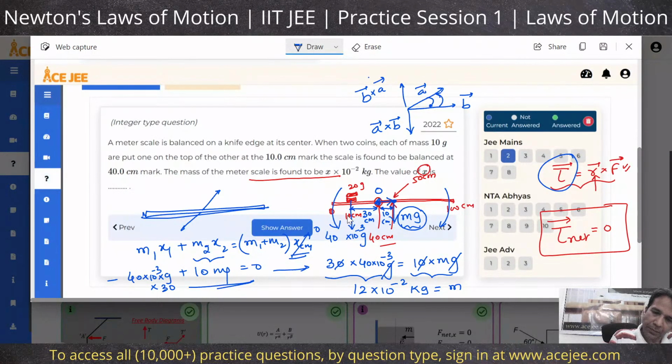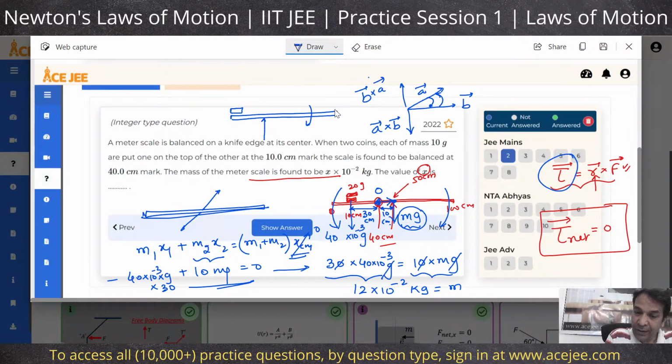So once again, let's say this is just a meter scale. If you put your knife here, this is going to tip over, no? Correct? Yes, sir. Now, if you put enough weight in here, you can still hold the balance here.